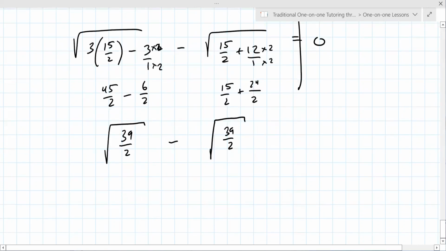So the question for you is, do we actually need to calculate these, or can we just say, hey, it's the same thing? It's the square root of something minus the square root of something. They're exactly the same. That equals 0. Is that okay? Yes.